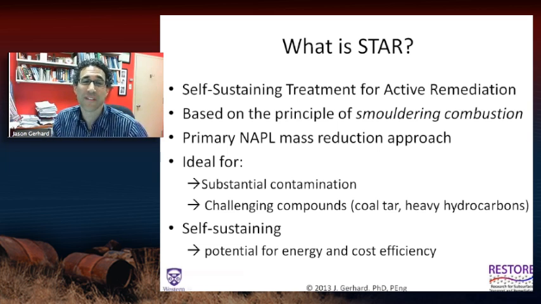And what's really exciting about it is this idea of being self-sustaining, and we'll talk quite a lot about that. But obviously, if a process is self-sustaining with respect to energy, then there's a lot of potential savings, not only in CO2 emissions, which makes the technology more green, but also it makes it more cost-effective. And really, cost efficiency is the bottom line when it comes to, in many cases, choosing a remediation technology for a massive site.